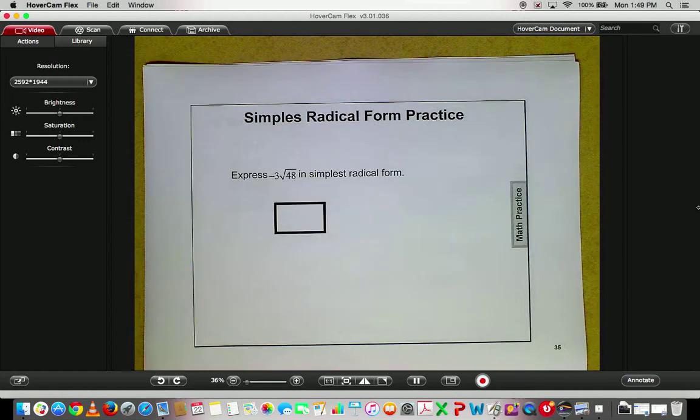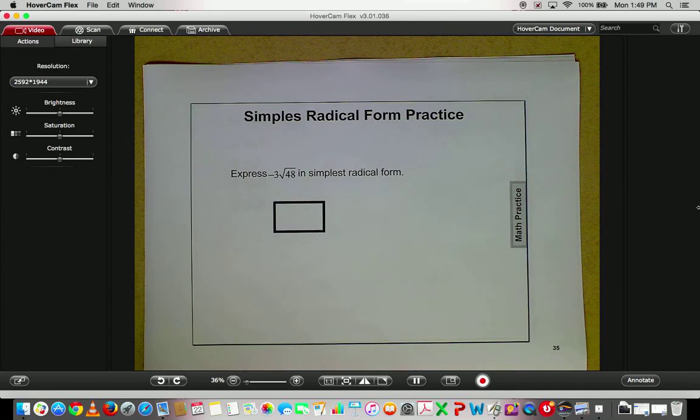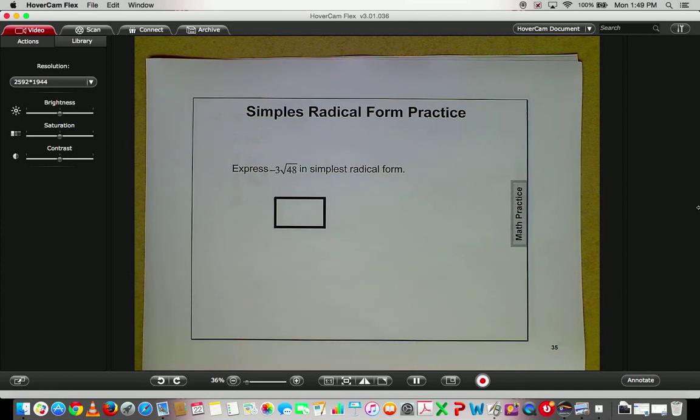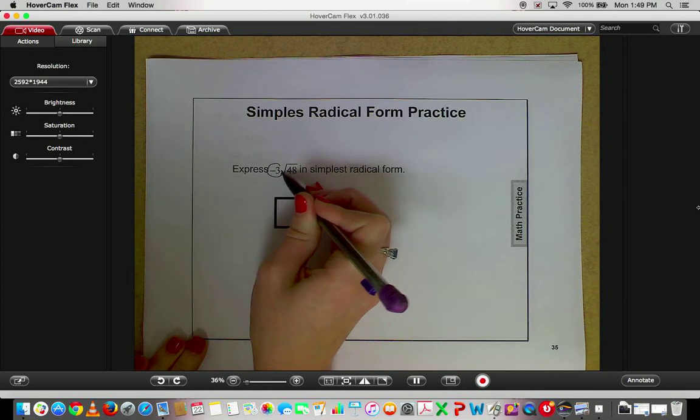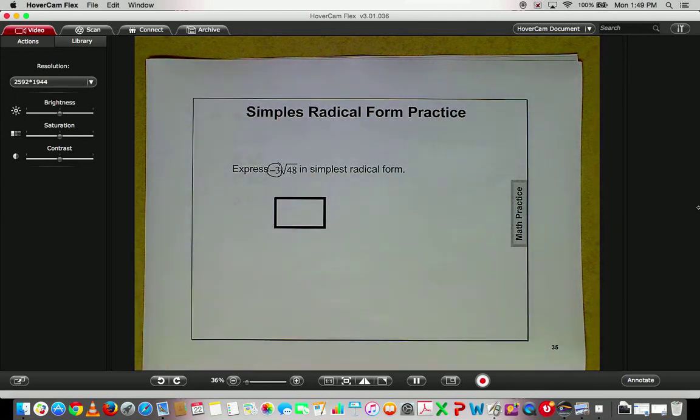All right, so let's try this one. I want you to work this one on your paper and see what you get. Don't forget, just because this is negative does not mean this problem is harder than a regular problem. It just means that your coefficient on the outside is also going to be negative.